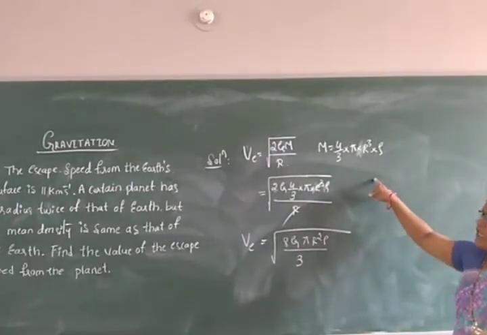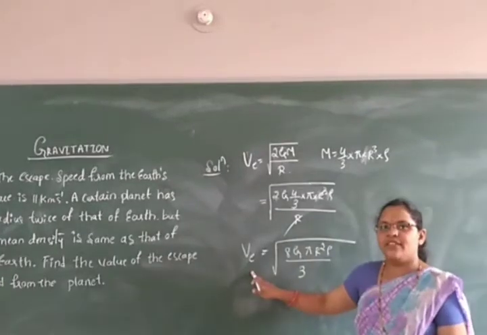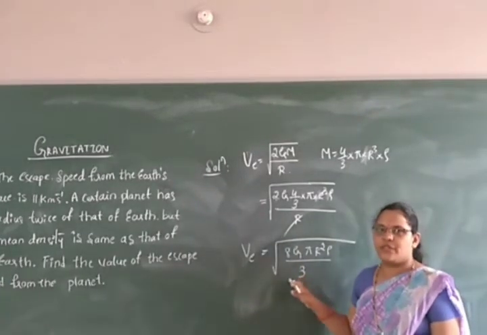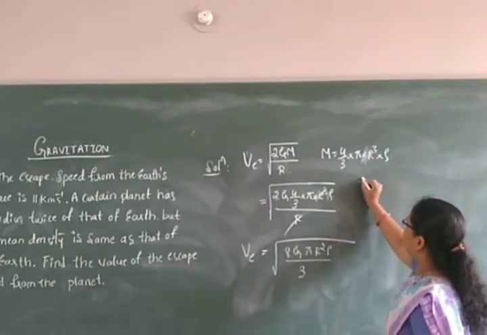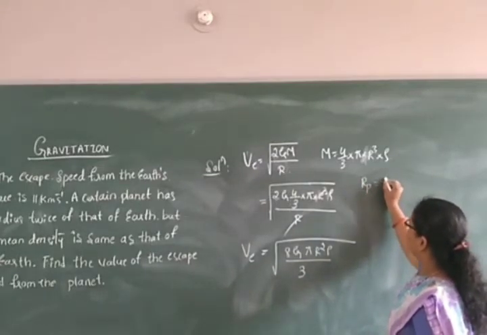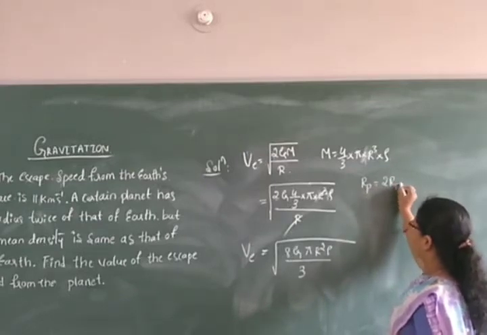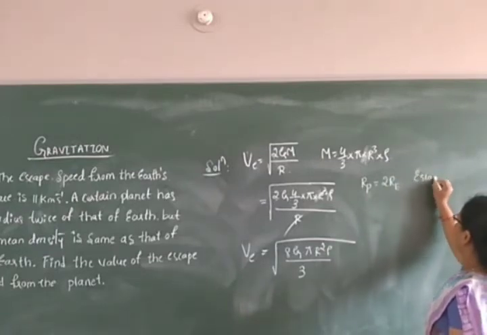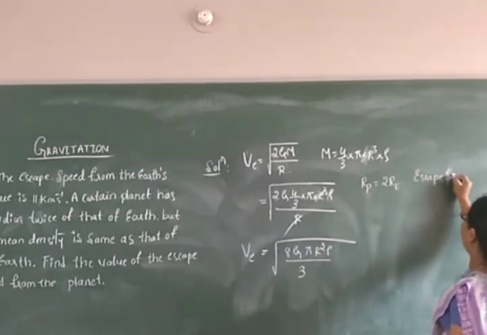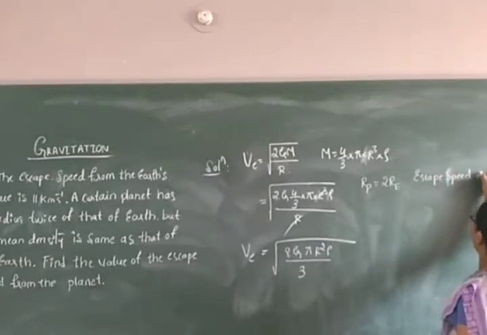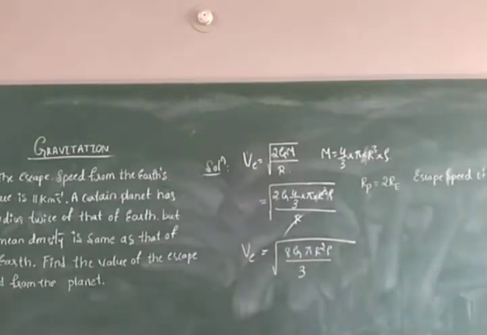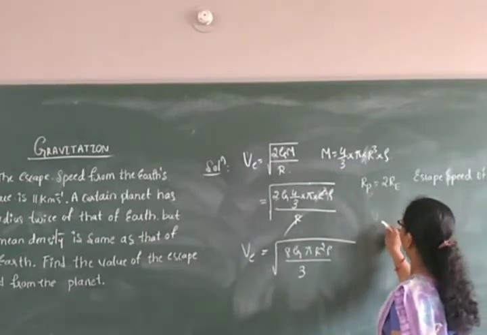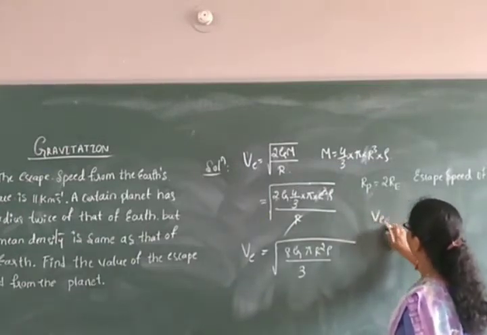Which planet has a density similar to that of the earth? Escape velocity of the earth from the surface of the earth. Now we have a planet whose radius is twice the radius of the earth. So we need to find out the escape speed of a planet where its density is the same as that of the earth and radius is twice the radius of the earth.